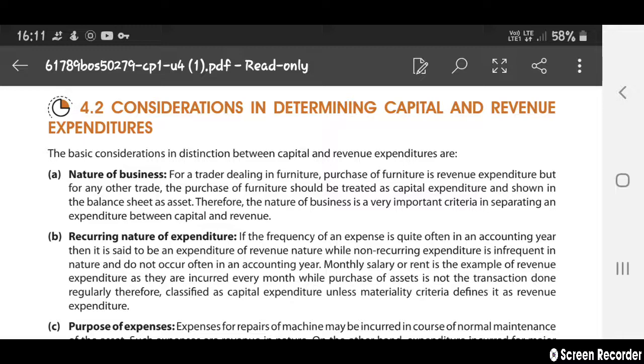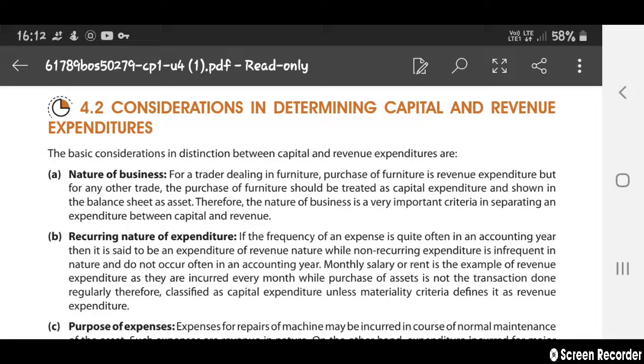For a trader who deals in furniture, purchasing furniture is revenue expenditure, because he gets revenue and also incurs expenditure on it. But for another trader who just purchases the furniture, it is treated as capital expenditure, because he gives capital money, and it should be shown in the company's balance sheet. It should show how much capital money was given for buying the furniture or anything else.